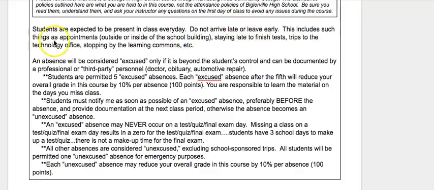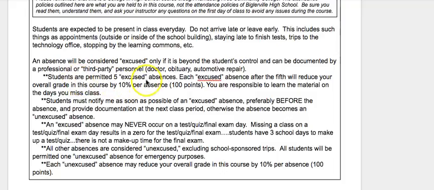This includes such things as appointments outside or inside of the school building, staying late to finish tests, trips to the tech office, or stopping by the Learning Commons. An absence will be considered excused only if it is beyond the student's control and can be documented by a professional or third-party personnel. Examples of third-party people would be a doctor or an obituary from a paper or automotive repair slip.